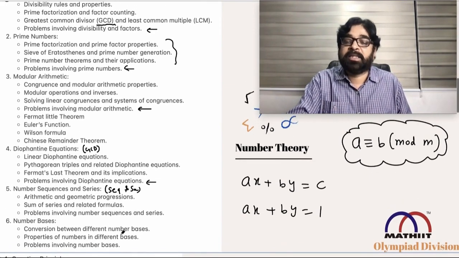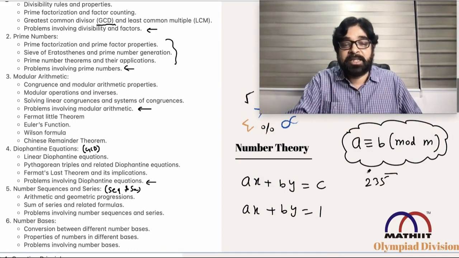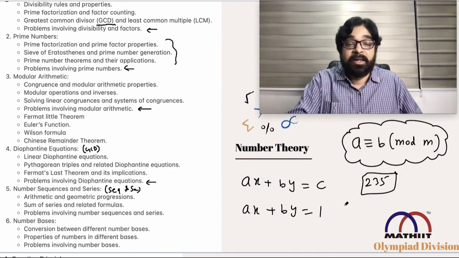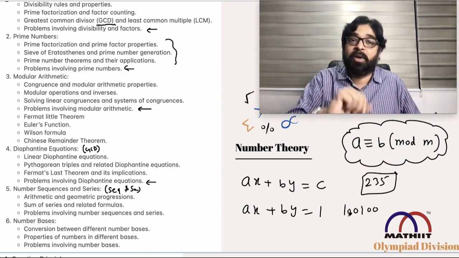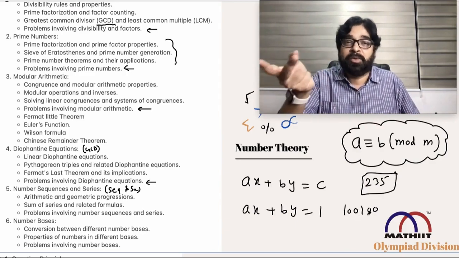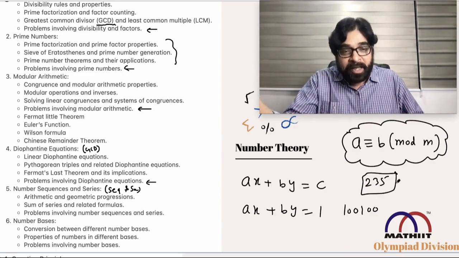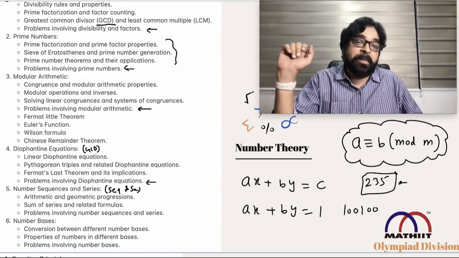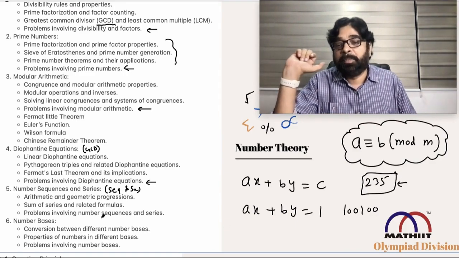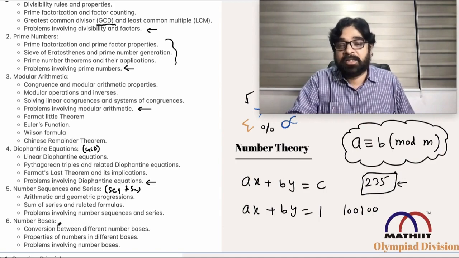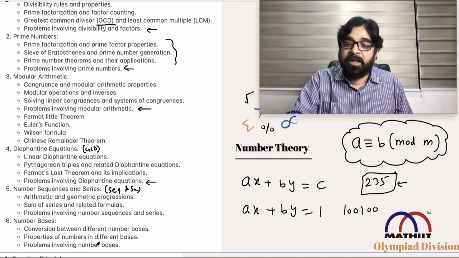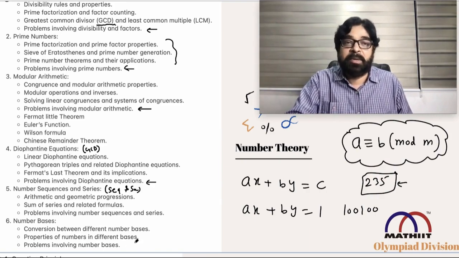Number bases means what? When we write a number like 23 or 235, this is base 10. You may have seen in computer language 10001000, something like that. They write in 1 and 0 only. Only two digits are there, 1 and 0. So this is called base 2. Here we have 10 digits in our hand. That's why it is called the base 10 number system. Understand? So base changing formula based things will also be there. Number bases, converting different number bases, properties of numbers in different bases, problems involving number bases. This line I will always be adding.